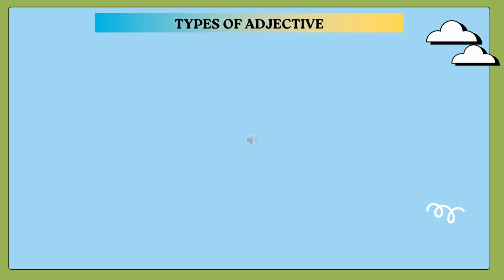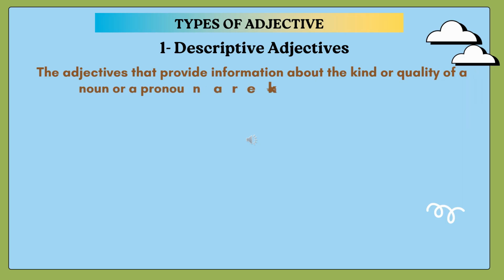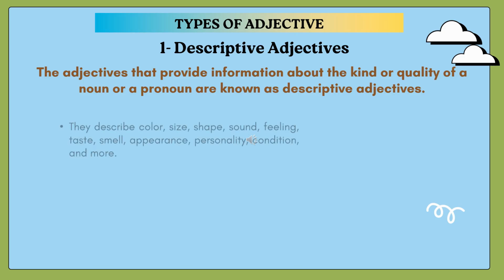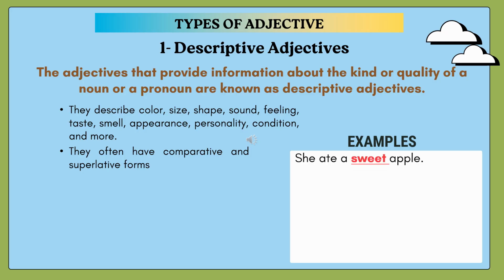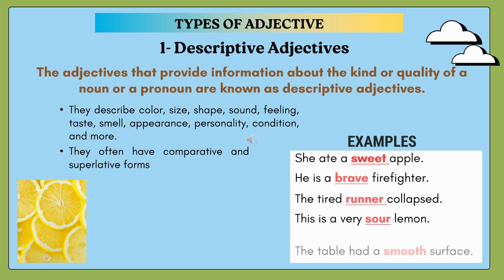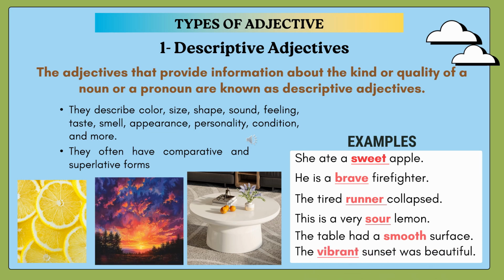Let's begin with our first and most common type, descriptive adjectives. These are the adjectives that give us information about the kind or quality of a noun. They describe things like color, size, shape, feeling, taste, and appearance. For example, she ate a sweet apple. Describes the taste. He is a brave firefighter. Describes the personality. The table had a smooth surface. Describes the texture. The vibrant sunset was beautiful. Describes the appearance. These adjectives often have comparative and superlative forms, like sweet, sweeter, sweetest. They help create vivid, detailed pictures in our minds.